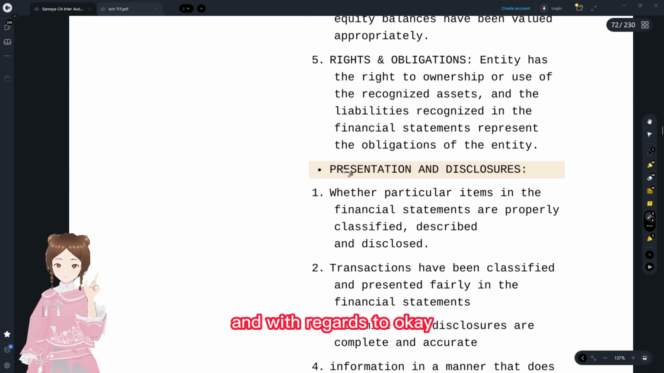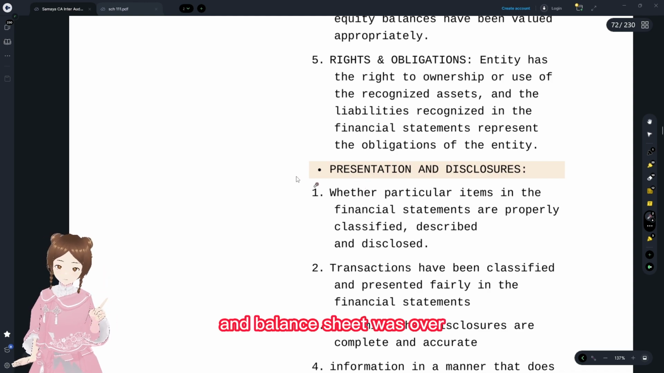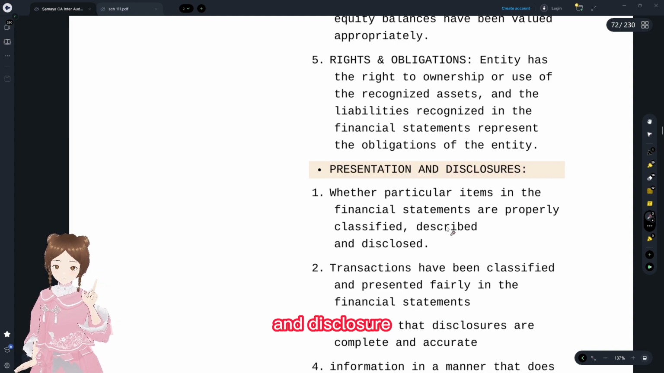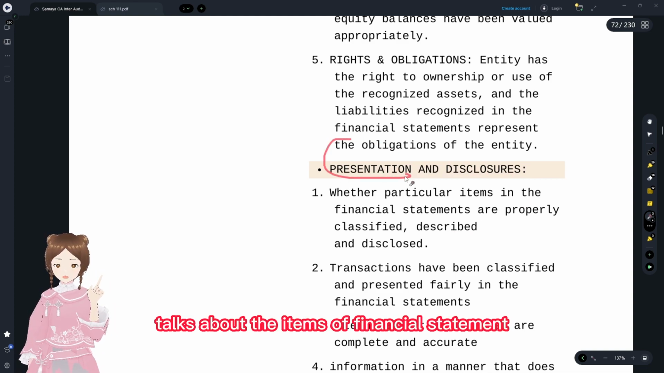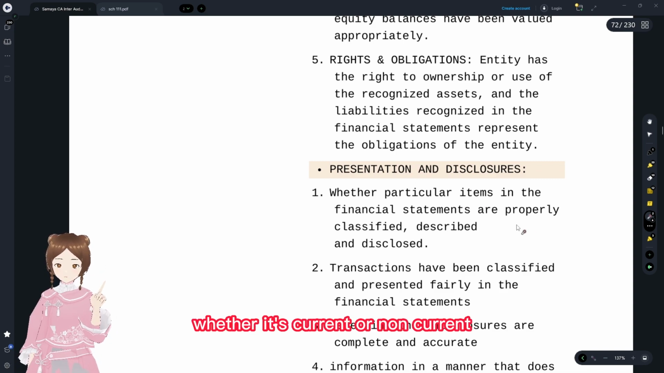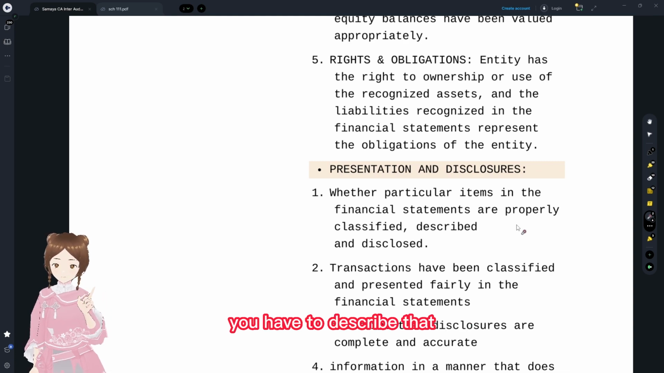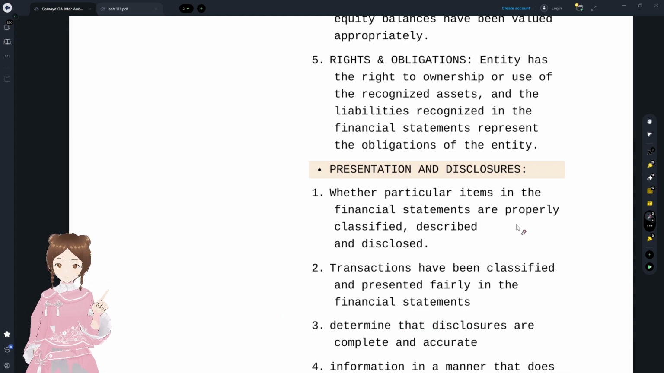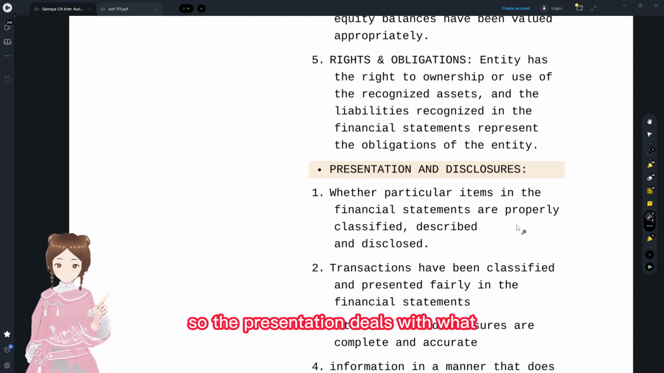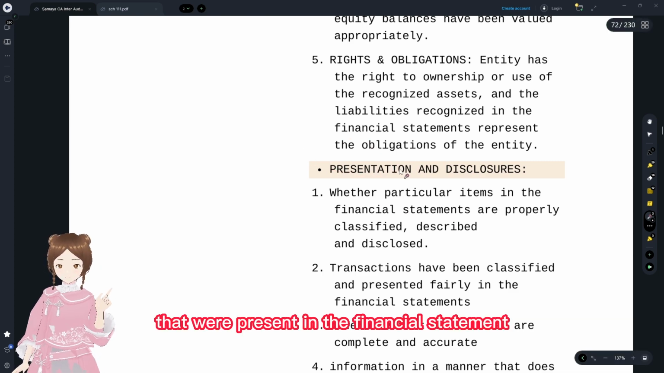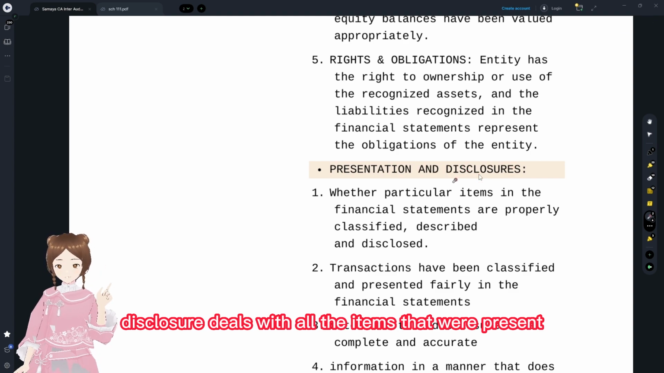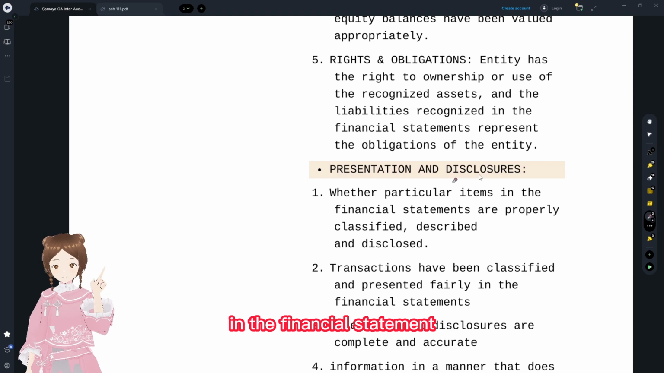Okay, P&L was over and balance sheet was over, now we'll come to the latter part, that is notes to accounts and presentation and disclosure. Presentation talks about the items of financial statement. Like, you have to classify whether it's current or non-current, you have to describe whether it is disputed or not disputed, and proper disclosures also have to be given. So presentation deals with all the items that are present in the financial statement. Disclosure deals with all the items that are present as well as not present in the financial statements.